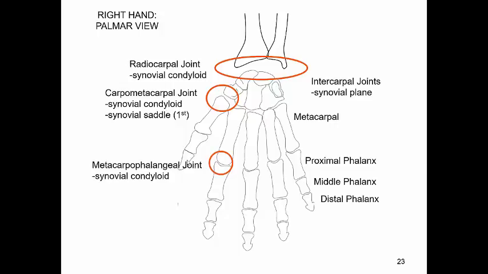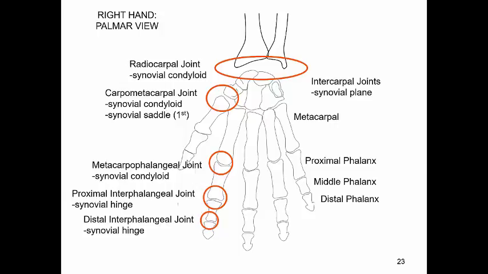We then come to the metacarpophalangeal joints that form the knuckles of your hand, and these are also synovial condyloid or ellipsoid articulations. And finally, the interphalangeal joints between the phalanges. We have a proximal and a distal interphalangeal joint in each finger, and just an interphalangeal joint in the thumb. And all of these are classified as synovial hinge joints.